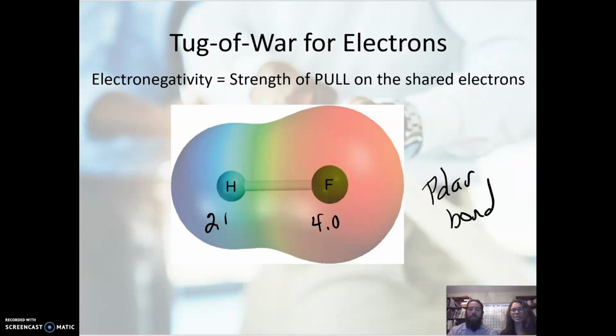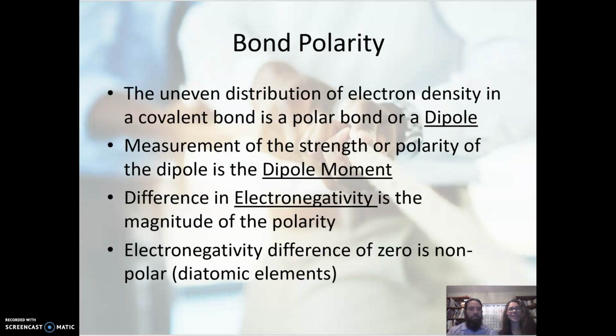So polar meaning different on each side. If you think of the poles of the Earth or the poles of a magnet, they're different. We've got a North Pole and a South Pole, and they're different. So we call this bond polarity, and there's a molecular polarity as well.